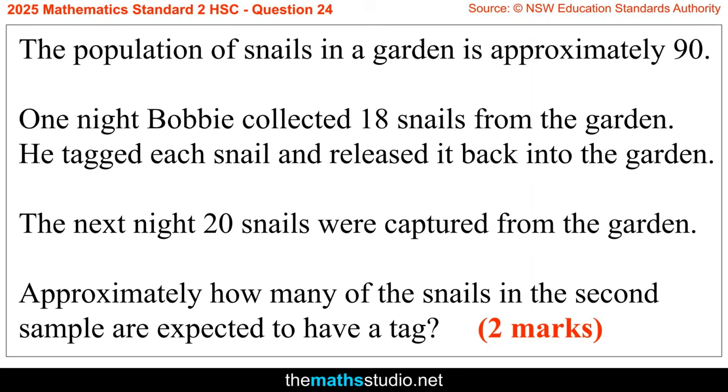Question 24. The population of snails in a garden is approximately 90. One night, Bobby collected 18 snails from the garden. He tagged each snail and released it back into the garden. The next night, 20 snails were captured from the garden. Approximately how many of the snails in the second sample are expected to have a tag?